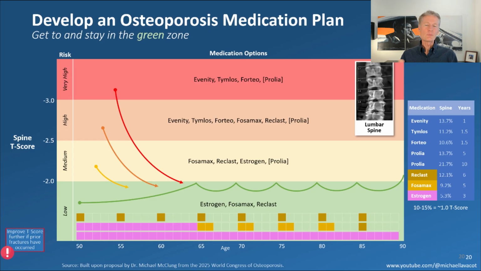Now, if you're in this medium range, right, you're not even at osteoporosis yet, and you're in what's called the osteopenia range, Fosamax, Reclast, maybe even estrogen would be enough to push you down into this lower risk zone. But maybe you've been on those drugs, right? Maybe you are already taking estrogen and you've been on Fosamax, you've been on Reclast, maybe you've been on them for too long, 5 years, 8 years, 10 years, and you know what, your bone density is going the wrong way. Prolia might be the right choice here, and take it for 5 years or even longer to drive yourself down into this low zone.